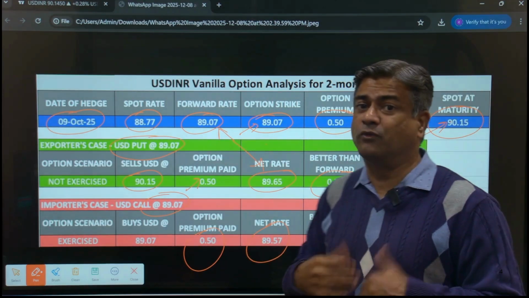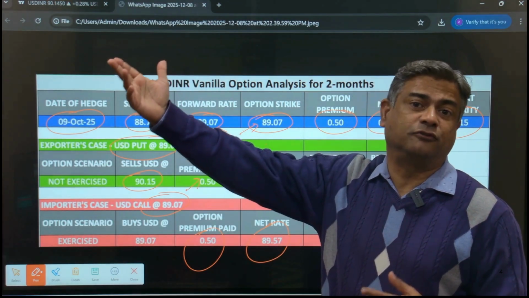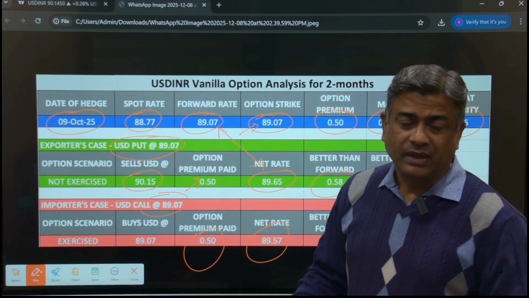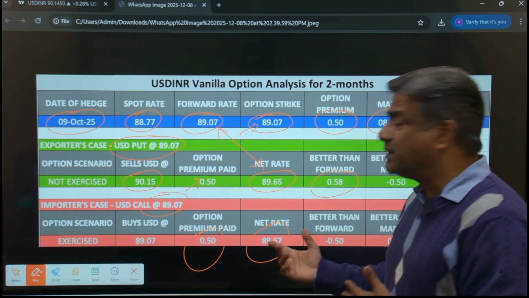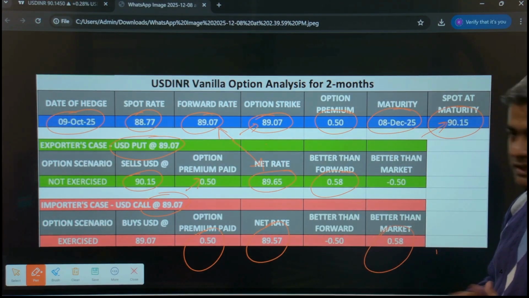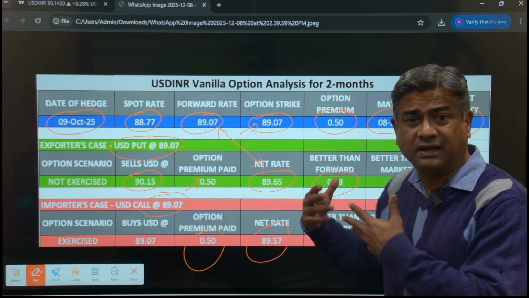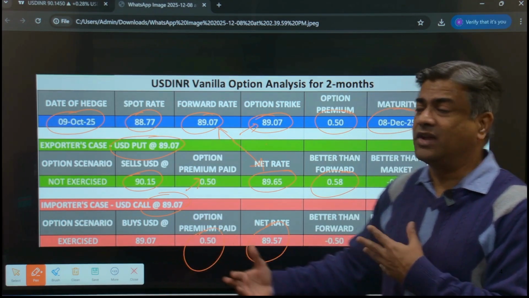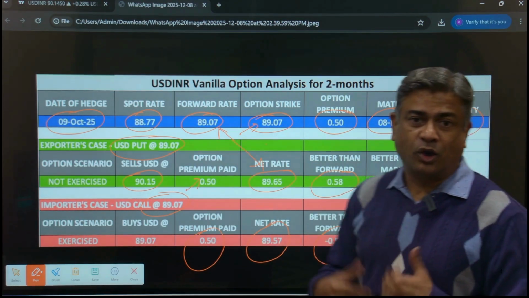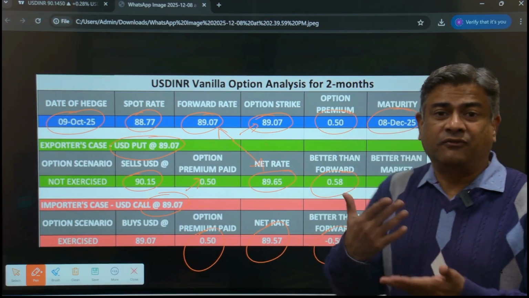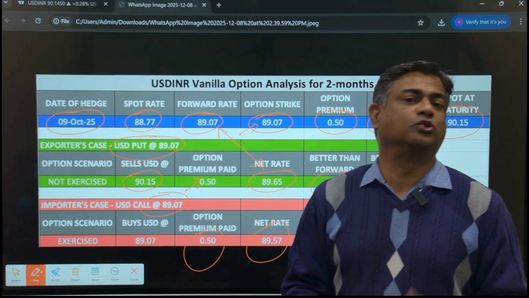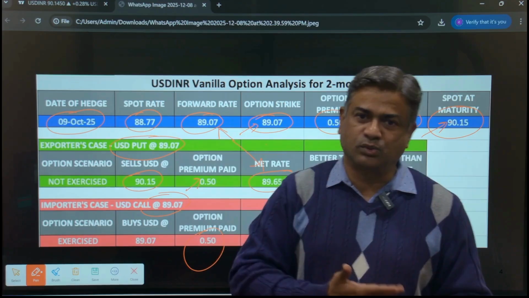Remember, if I wouldn't have hedged, I would have to pay 90.15, but since I hedged and I am able to buy at 89.07 with an adjusted cost of 50 paisa, I am getting 89.57. So from the market I am 58 paisa better. But obviously here, in an importer's case, if I would have simply done a forward, then I would have gained more than with the option. So here if the rupee is weakening, for a simple importer, a simple structure would be to do a forward. But again, anyone's guess where the market is going.